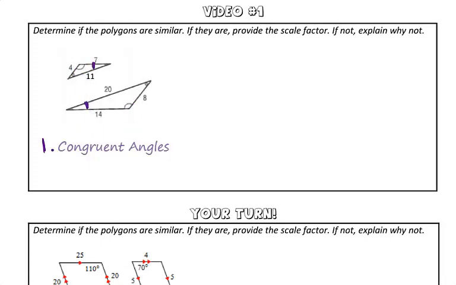Well, since all triangles add up to 180 degrees, if we know that two angles of one triangle are congruent to two angles of another triangle, then that last angle has to be the same as well. So number one, all corresponding angles congruent works.